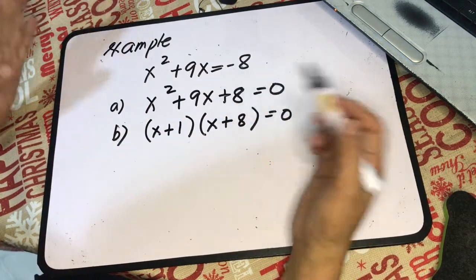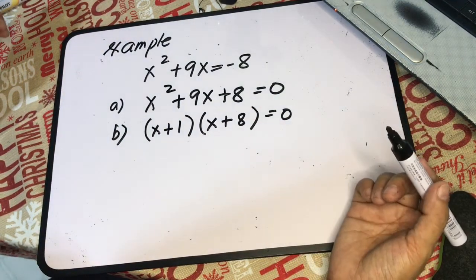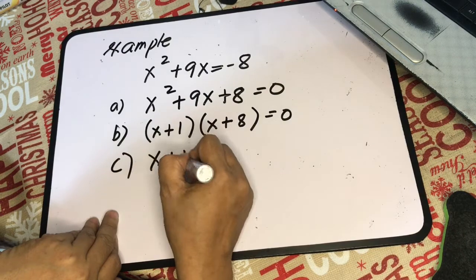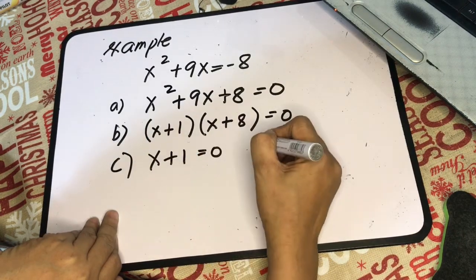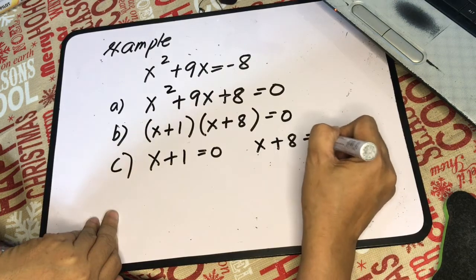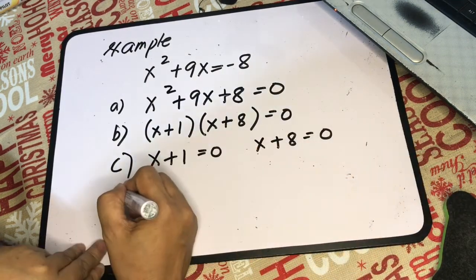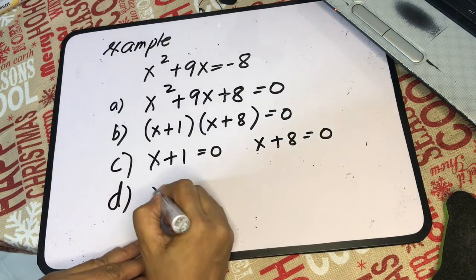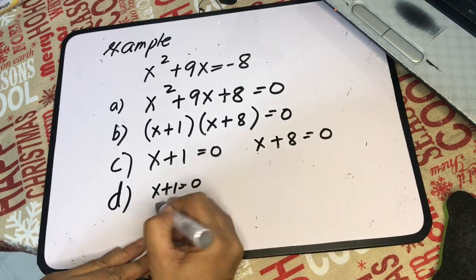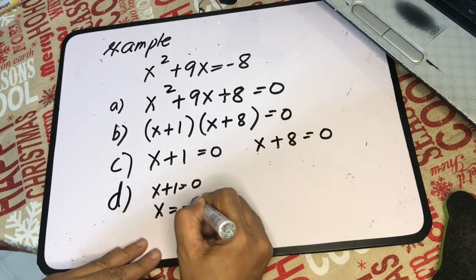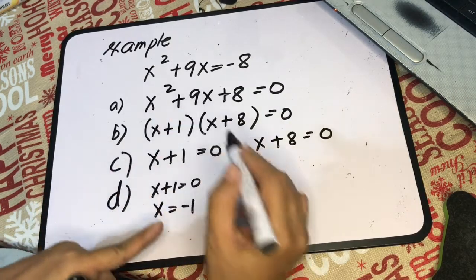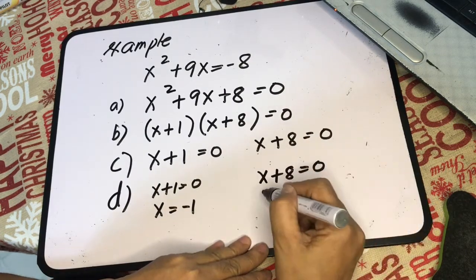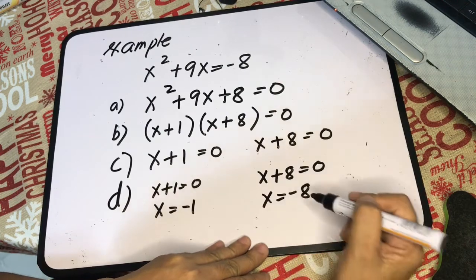If you're going to apply the zero product property, letter C, this will become x plus 1 equals 0 and x plus 8 is equal to 0. Then, the fourth step is to solve its resulting equation. For x plus 1 equals 0, this becomes x equals negative 1 because we transpose positive 1 to the other side. Then, x plus 8 equals 0, x is equal to negative 8.